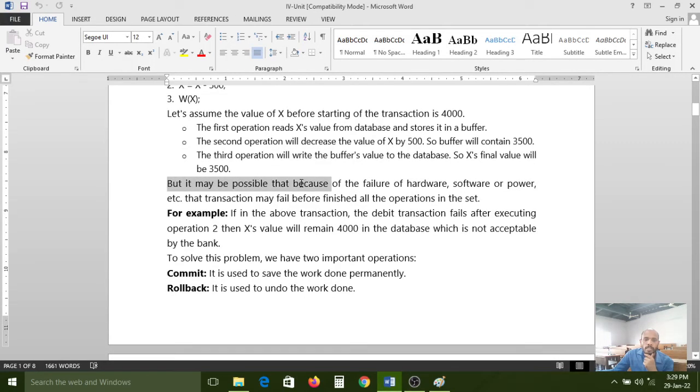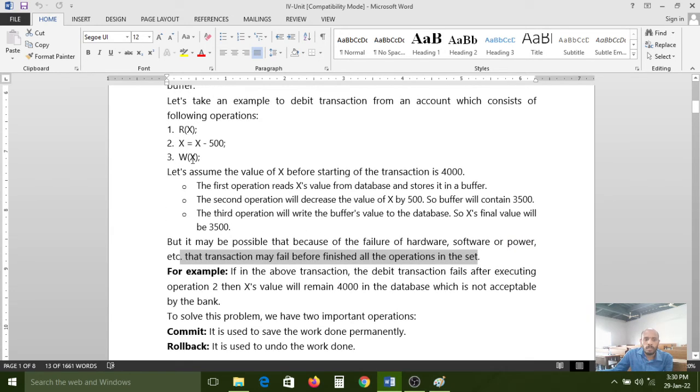But it may be possible that because of a hardware failure, software failure or power failure, the transaction may fail before finishing all operations in the set. The first operation is in buffer mode and the second operation is also in buffer mode. So if a power failure or hardware failure occurs before the write operation, then automatically the complete task will be removed by itself and the final value will show 4000.